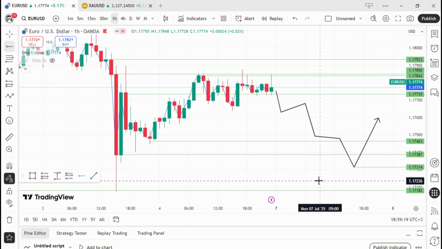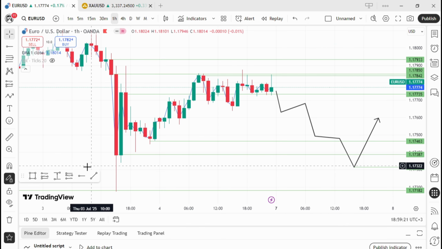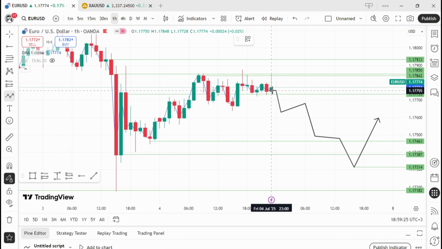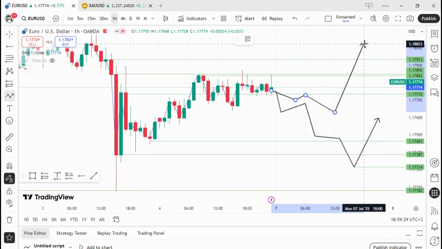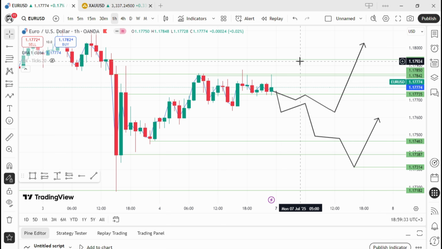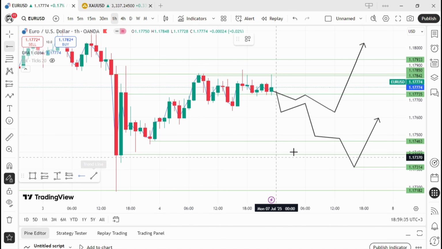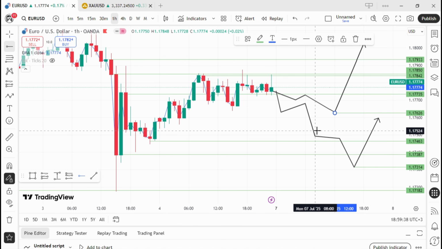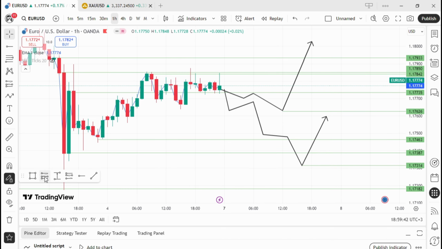The other case scenario is this. The market opens tomorrow, dances around here, goes up, breaks that other key level, this one, and then you can look for your buys there. So either way, these are the two case scenarios you can work with for your USD.